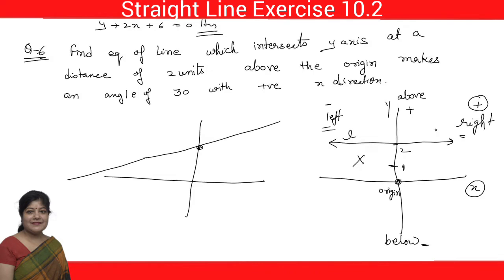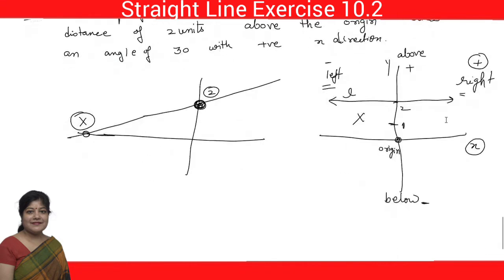Here we don't know where the line touches the x-axis, and it is also not given. It is given only that it cuts the y-axis at 2. So we use another form.